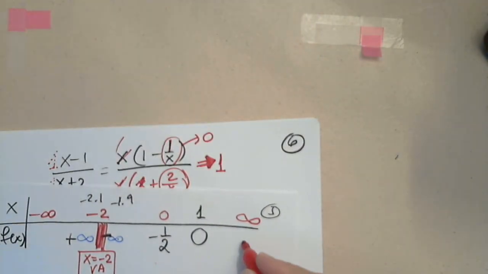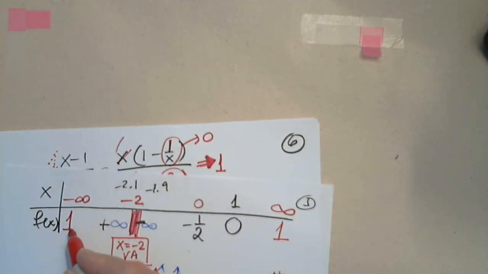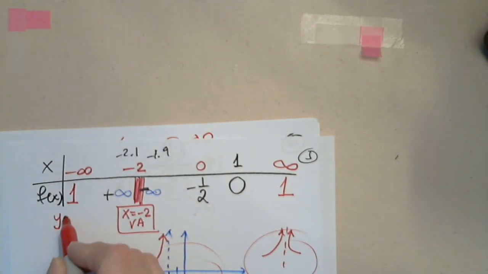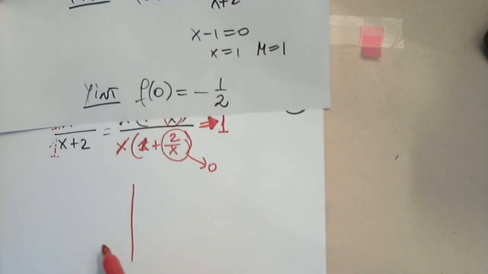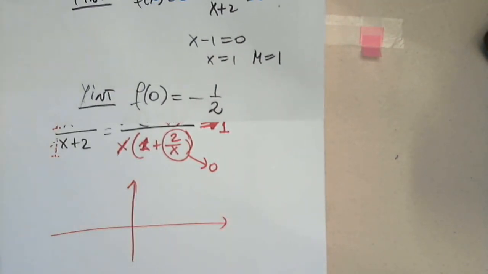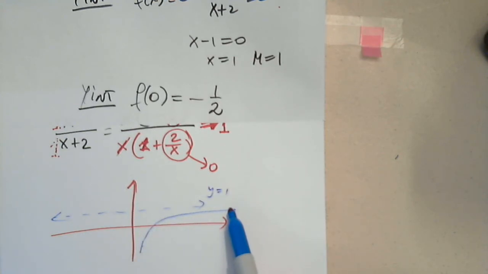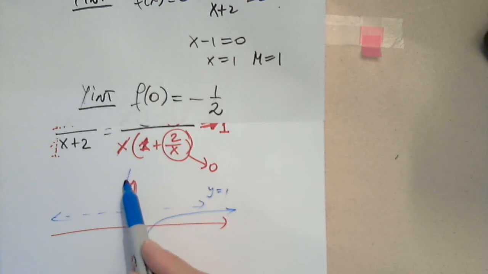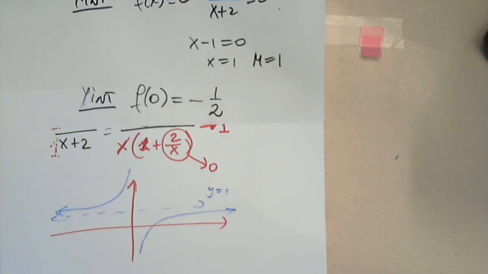So this is 1 and this is 1, which means y equals 1 is a horizontal asymptote. What does this mean? It means that this function will either do this, or maybe this, or from here, but it's not a function. I cannot draw this once I draw that.